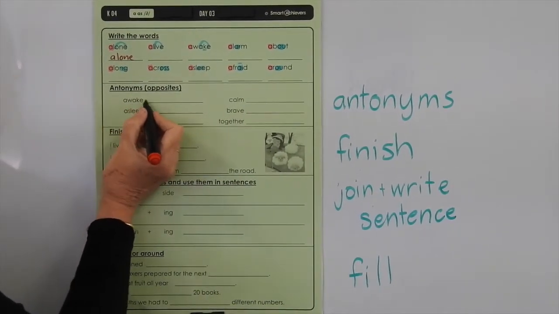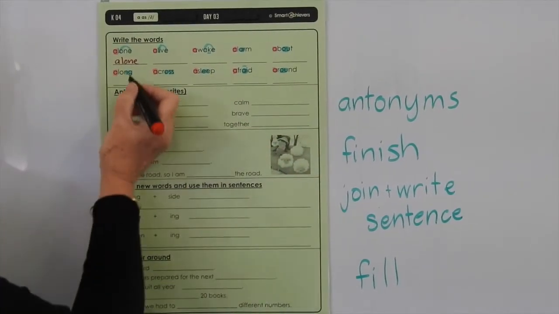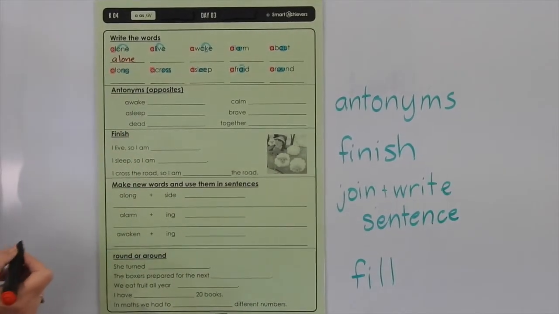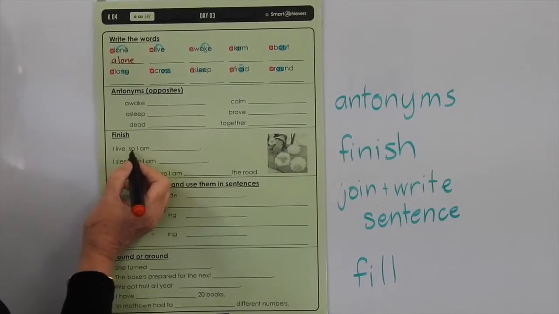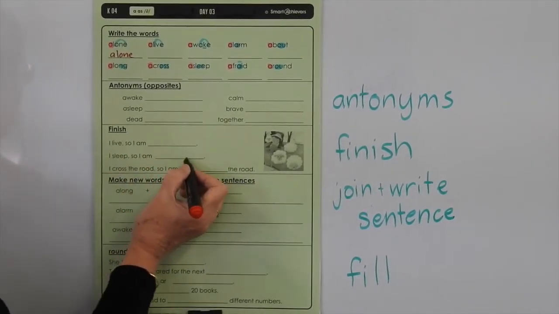So what's the opposite to awake? Asleep, dead, calm, brave, together. You'll find the answers in your list words at the top. Finish these sentences. I live, so I am alive, etc. You can finish those off.